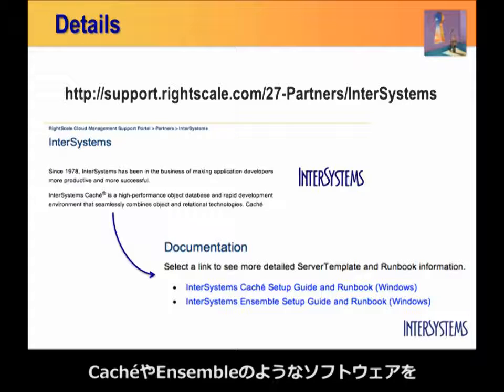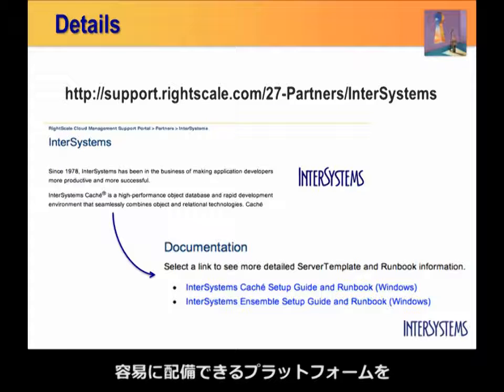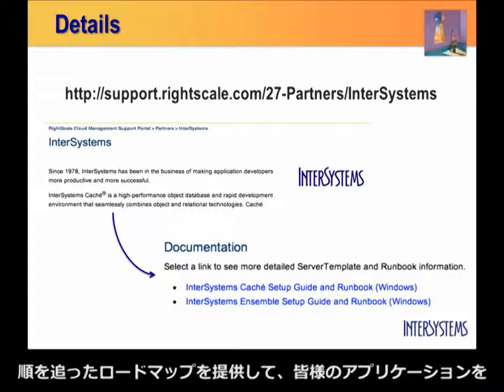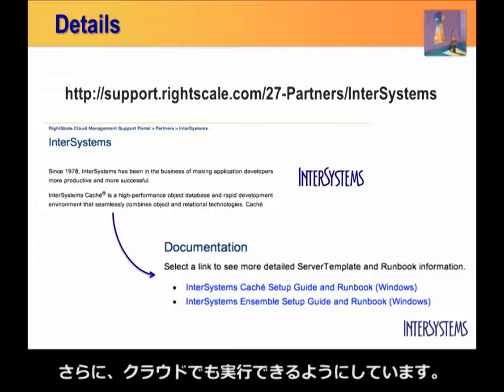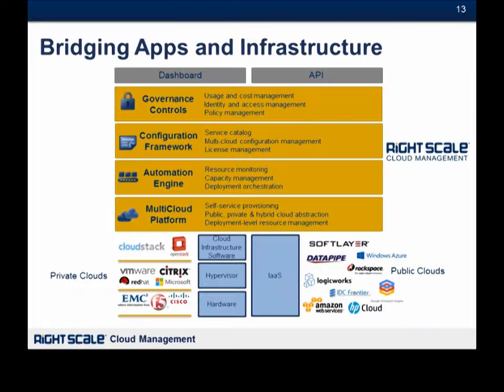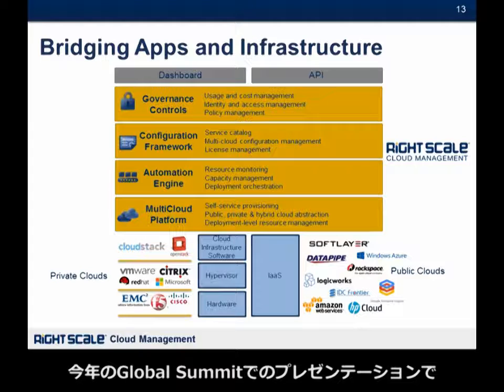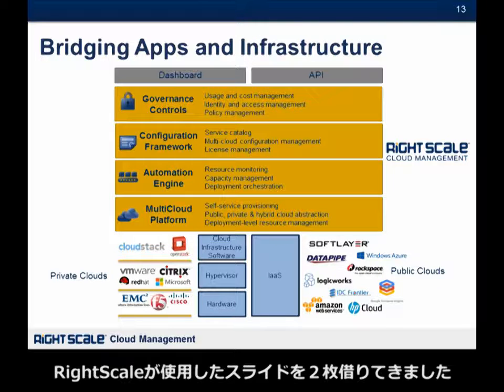What they do is they provide a platform to allow software like Cache and Ensemble to be very easily deployed along with your application in a customized manner out in the cloud. Okay, so it provides basically like a very nice step-by-step roadmap to allow you to be able to take your application that you can set up today on a server and run it in the cloud. Okay, so there are two slides that I borrowed from RightScale from one of their presentations that their cloud architect had done at our Global Summit this year.